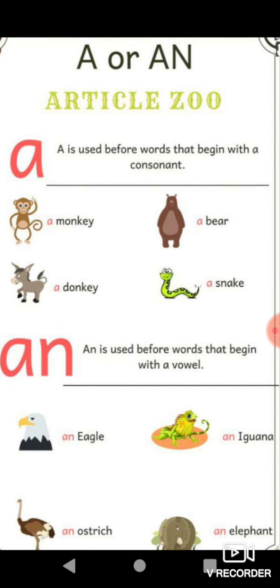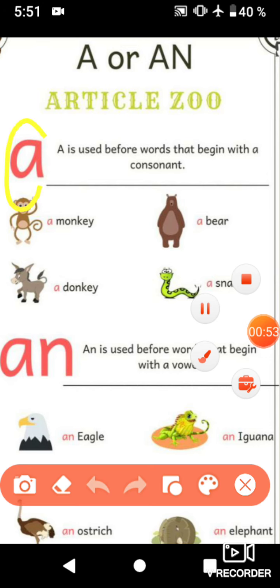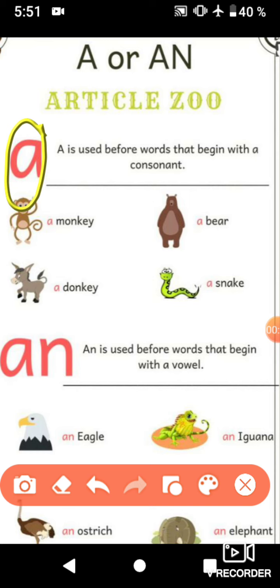Okay, here we have a concept about it. We are going to talk about the first one, that is a. A is used before words that begin with a consonant. So it means that we have to pay attention to each word that we are going to use. For example, if we use the first word, that is monkey, we have to pay attention to the sound.